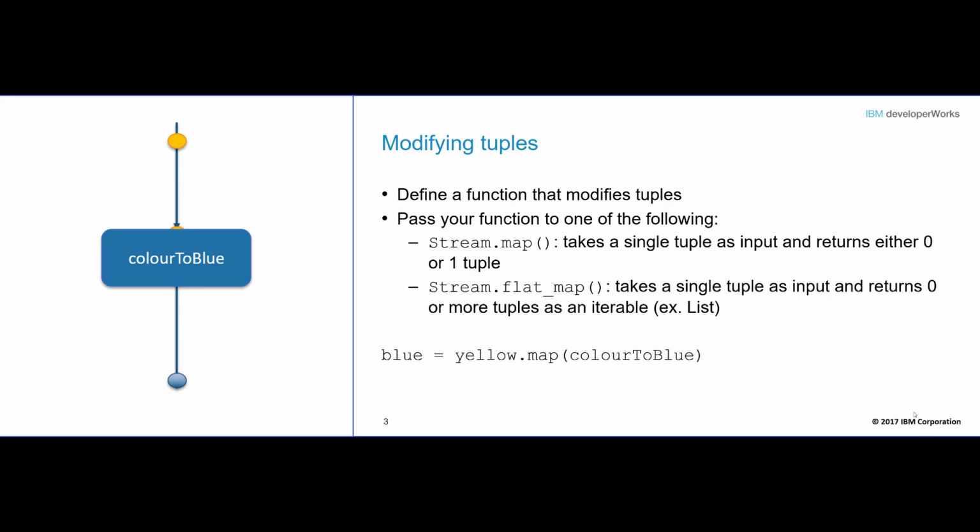In the illustration shown, the map function is invoked on the yellow stream and is passed a function called color to blue. The resulting tuples come out blue after their transformation. In this lab, you will be using the map function to anonymize tuples by hashing certain identifying patient information.